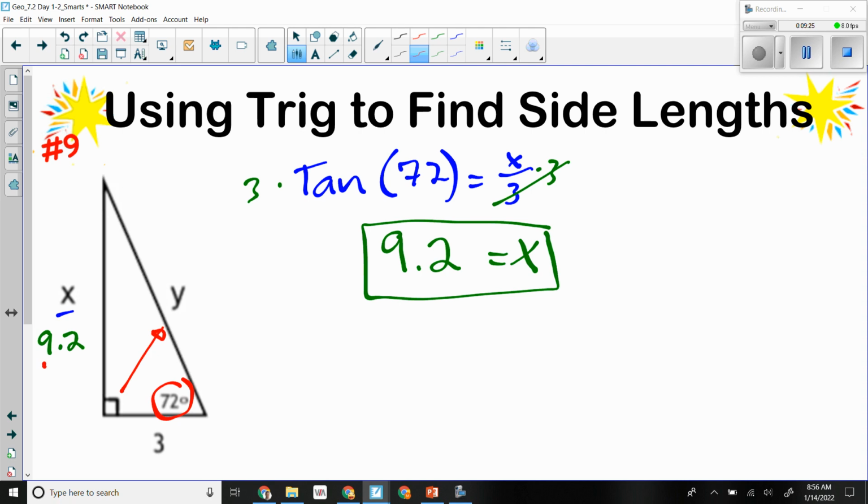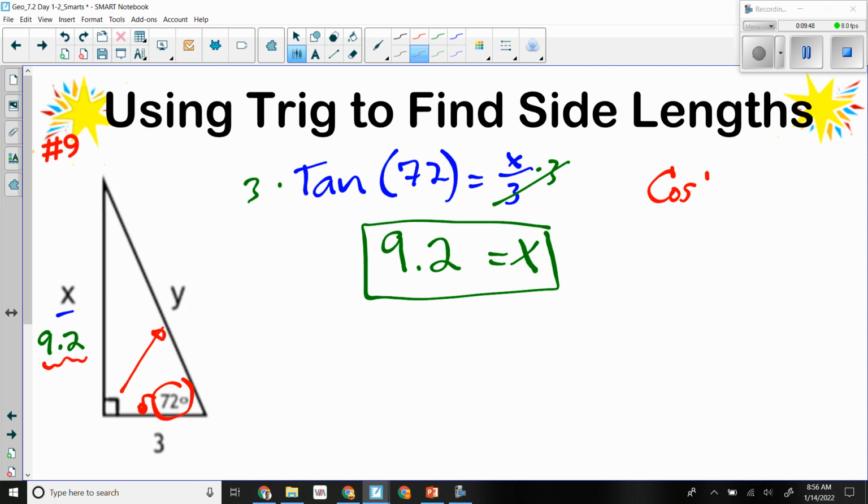And then I'm not going to use this rounded value. What I'm actually going to use is the 3. Okay, that's going to give me a little bit more of a nice answer. And 72 degrees there in the corner. The 3 is the adjacent leg compared to that, and the hypotenuse is our y. So what uses the adjacent and the hypotenuse? Which trig function? It's going to be cosine.